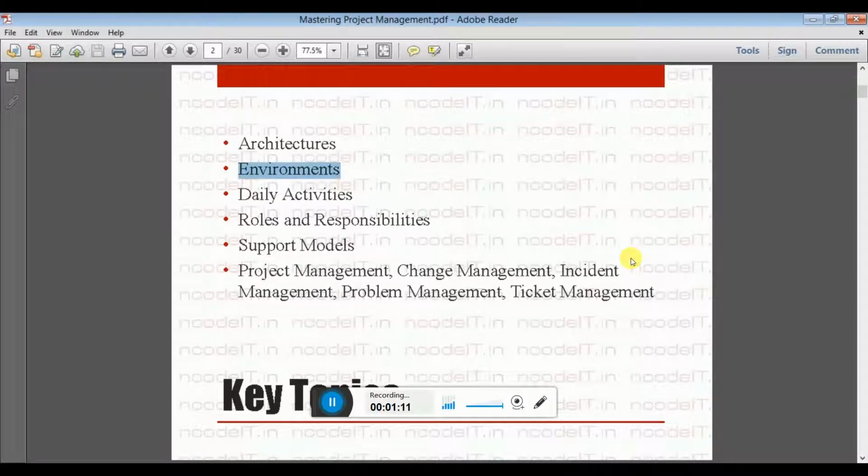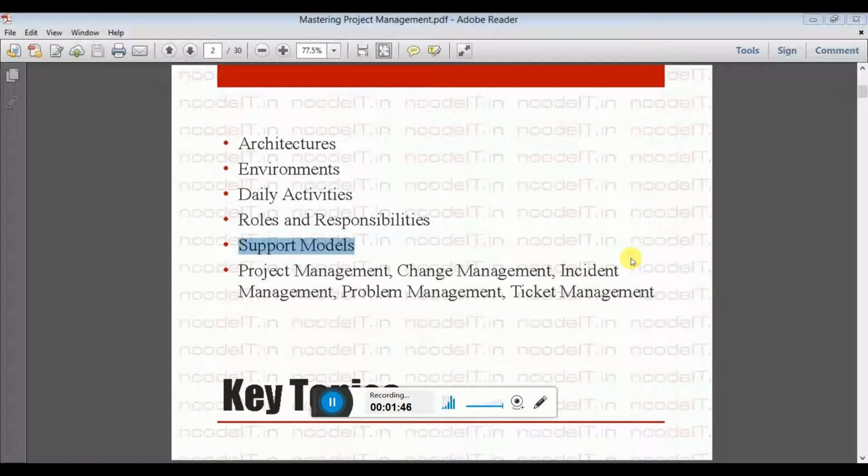The daily activities is one thing that we're going to look at now. The daily activities and the roles and responsibilities usually merge with each other. So we will see a slight distinction between the daily activities and the roles and responsibilities. Then we look at the support models that we have, like on-site and offshore, how many people are there at offshore and how many you have on-site, and what is the location of your on-site team and offshore team, all that side.